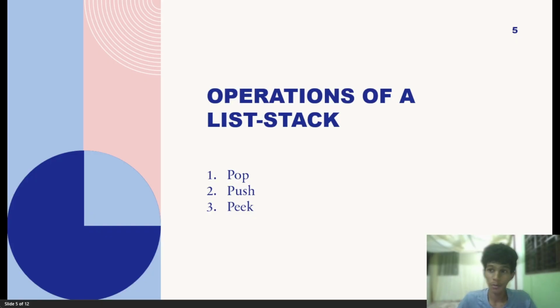There are three main operations in list stack. The first operation is push, which adds an element to the top of the stack. The second one is pop, which removes the top element. The third one is peek, which displays the top element without removing it. These operations make stack data structures very useful in many applications, such as undo systems, function calls, and expression evaluation. I will explain them more thoroughly in these next slides.